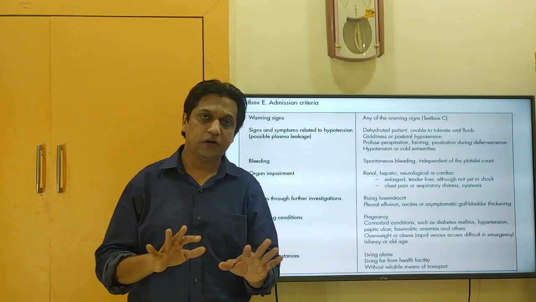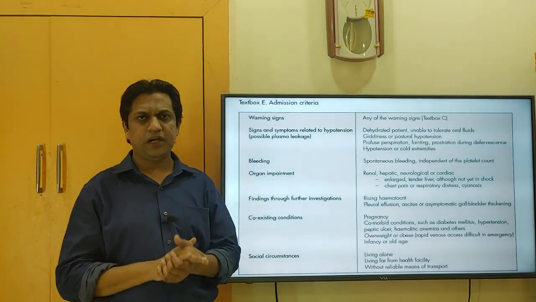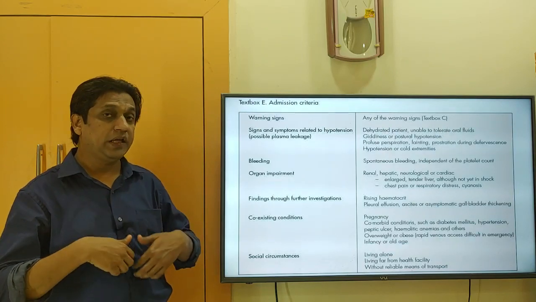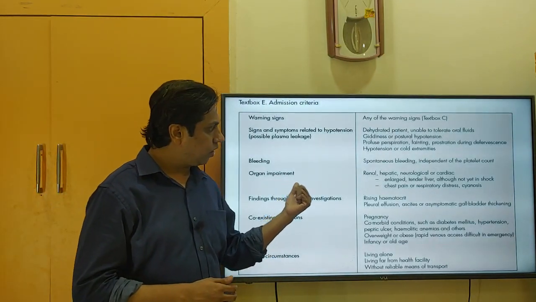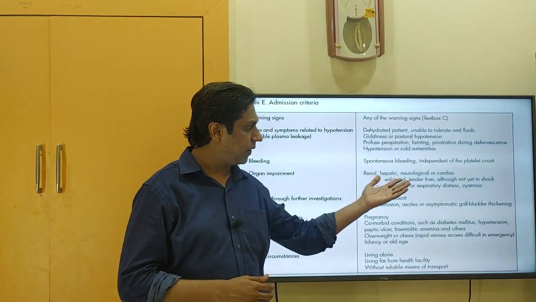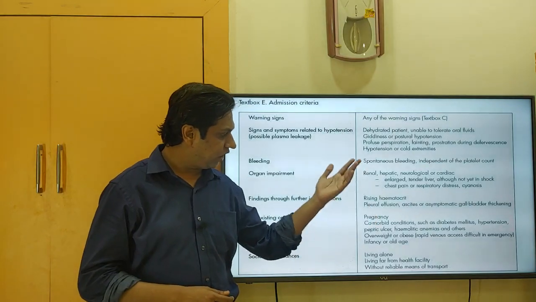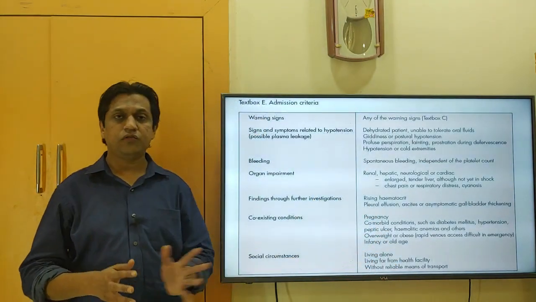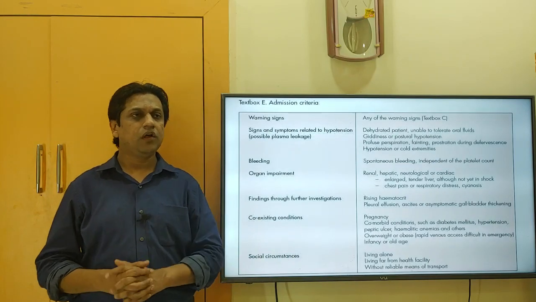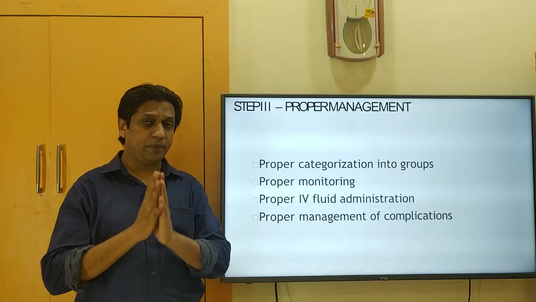Even if the platelet count is normal, there may be spontaneous bleeding like epistaxis, bleeding from the nose, or mucosal bleeding, bleeding while vomiting; all these things can be seen. Or there is an organ impairment, where renal and hepatic functions are compromised, or there is a rising hematocrit, or there are coexisting comorbidities. We have to look for these things. So based on these criteria, we have to manage properly.